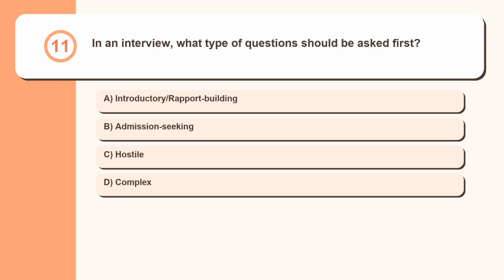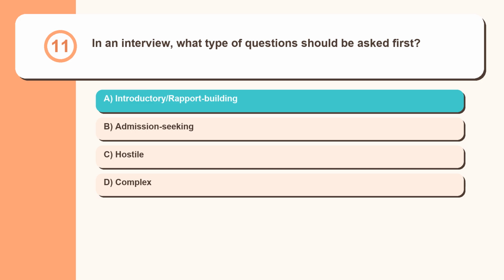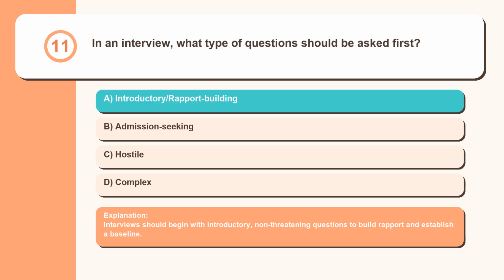Question 11. In an interview, what type of questions should be asked first? Introductory or rapport building, admission seeking, hostile, complex. Interviews should begin with introductory, non-threatening questions to build rapport and establish a baseline.